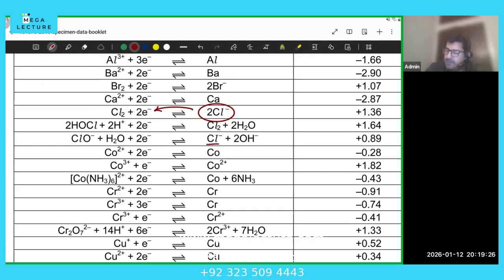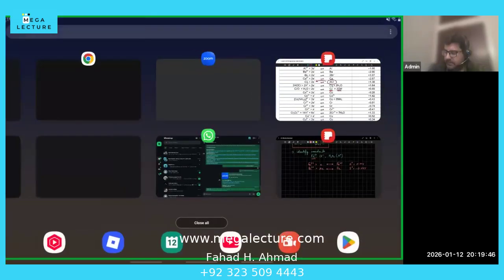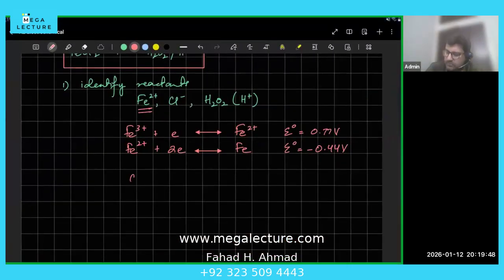Cl-1 is here too, but I'm not going to pick this because for that I need OH ions as well to go with it. So if I don't have OH ions, this reaction is not going to make any sense. So I guess that's the only Cl-1 reaction that I can consider. But in the other one, Cl-1 has OH ions with it, right? And this is 1.36. So I'm going to write this Cl2 plus 2 electrons.